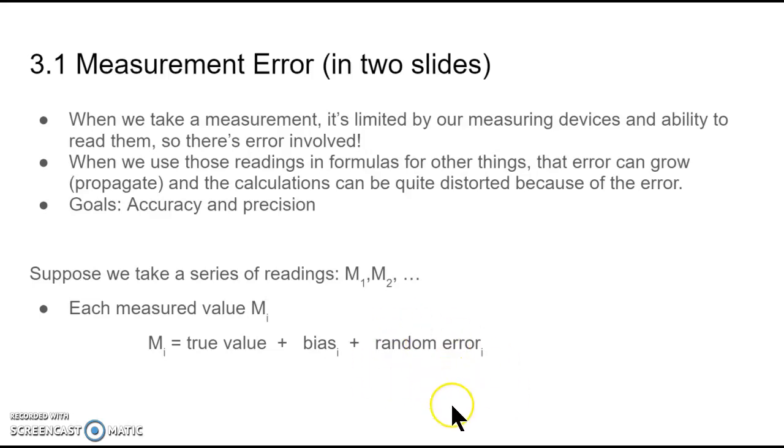And then there might just be some random error, things that are random, where maybe sometimes my eyes read it too high, sometimes too low, and we assume that kind of averages out over time, okay? So that's what's going on when you take measurements. There's a real value, but there's going to be bias and random error involved too.